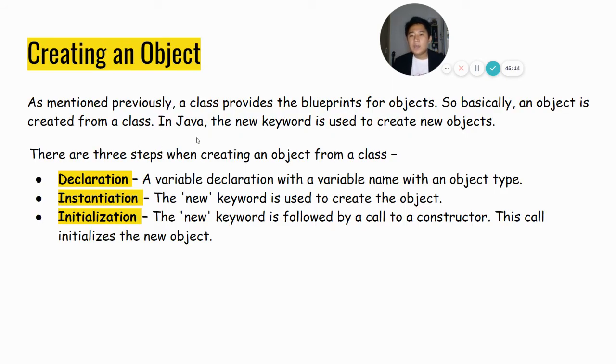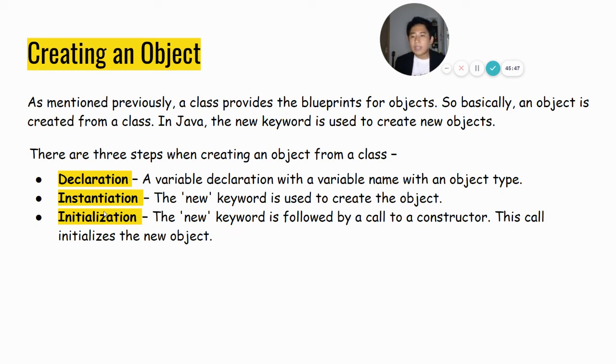Creating an object in Java. There are 3 steps when you create an object from a class. First, you declare a variable name with an object type. As you can see earlier, we declared the variable of the age, and we put int. So int is the type of variable, and age is the name of the variable. So we declare it there.